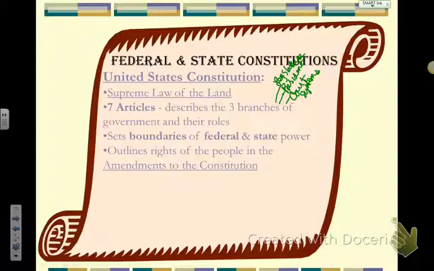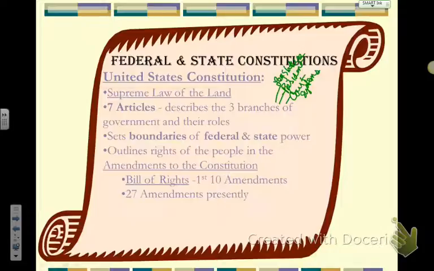Those amendments to the Constitution, the first 10 of them, are called the Bill of Rights. Freedom of speech, freedom of religion, right to bear arms, etc. We have a total of 27 amendments to the Constitution.